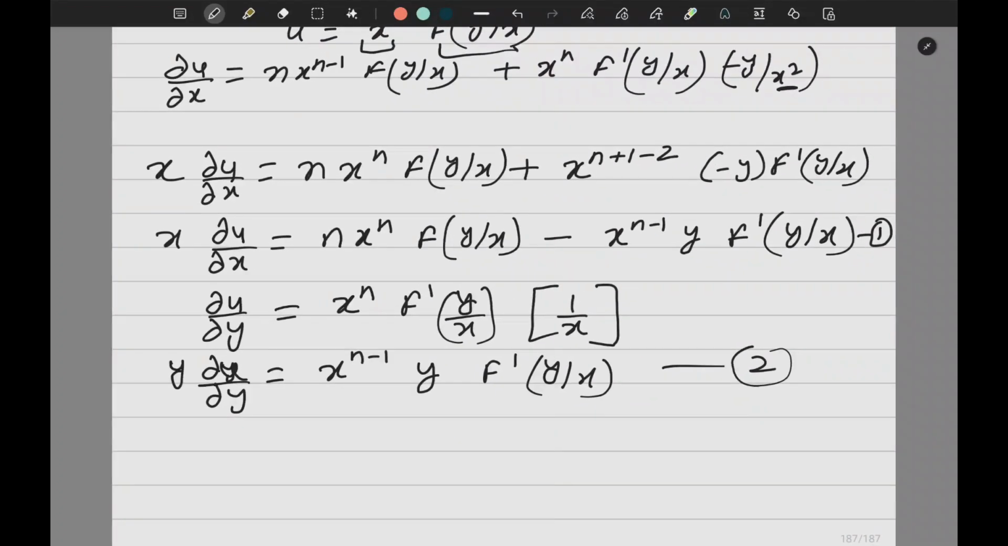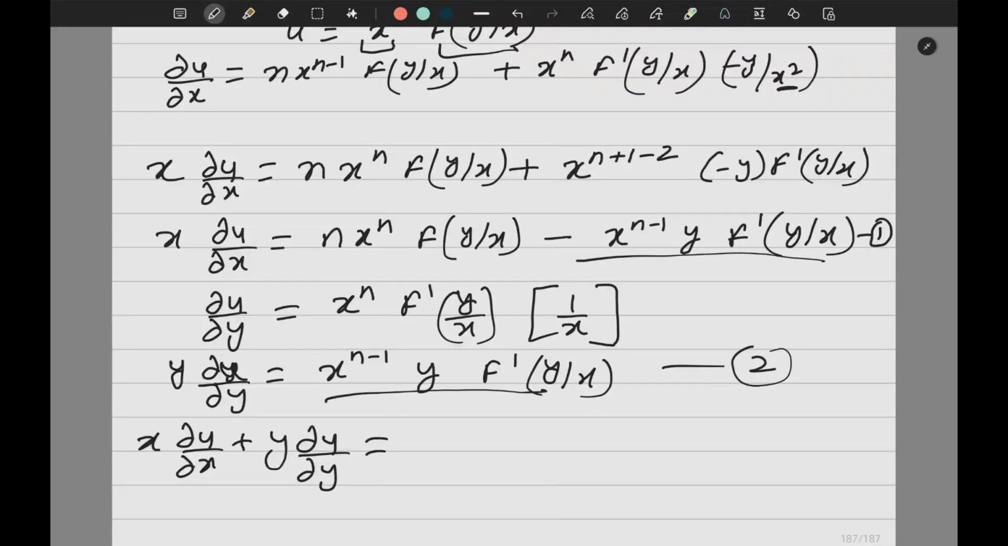Now add equation number 1 and 2. What will you get? x ∂u/∂x + y ∂u/∂y is equal to, now if you observe very carefully, this term and this term are the same but with opposite sign, so they will get cancelled. So n xⁿ f(y/x), and this is what? u. So nu. This is how you prove Euler's theorem.